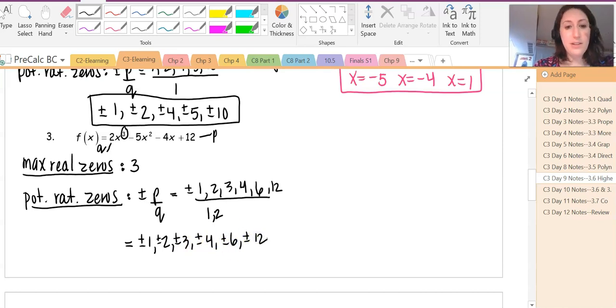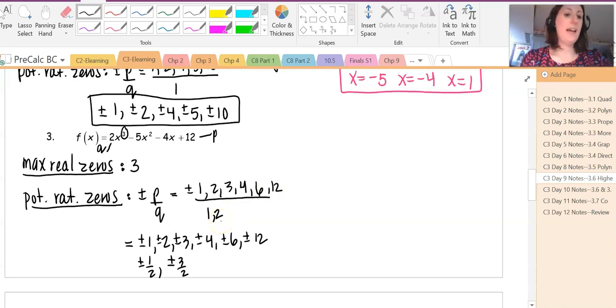And then I'll divide everything by 2. 1 divided by 2 is 1/2. That's a new one. 2 divided by 2 is 1. I already have that. 3 divided by 2 is 3/2. That's a new one. 4 divided by 2 I have. 6 divided by 2 I have. 12 divided by 2 I have. All right, so it should just be these guys. So these are my options, and now I will go ahead and graph.